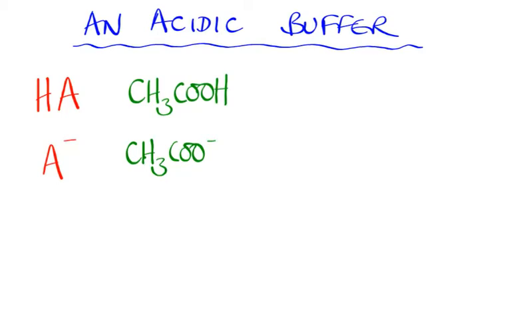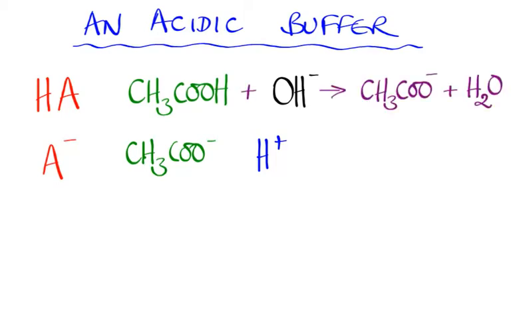A buffer resists changes in pH if we add a small amount of acid, which will be in the form of hydrogen ions, or alkali in the form of hydroxide ions. When we add acid, the part of the buffer which responds will be the salt, and if we add hydroxide, then it's the weak acid which will react with the hydroxide ions. So with the acid, this is the equation that takes place, and with the salt we get that.